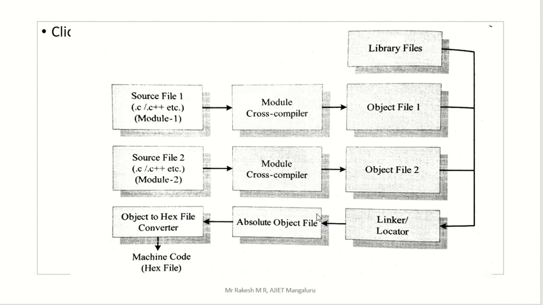Once we get that absolute object file, we need to get a hex file from it. At that time we use another tool, and by using that tool we get our hex file properly. So this is perfect machine code. You can load that machine code into any embedded device. This is your complete set of source code to hex file conversion in the case of high level language.